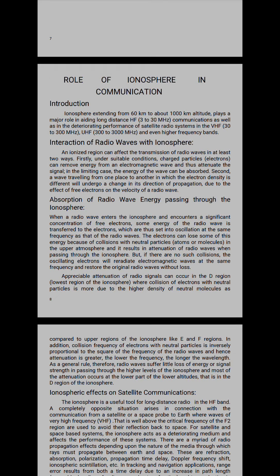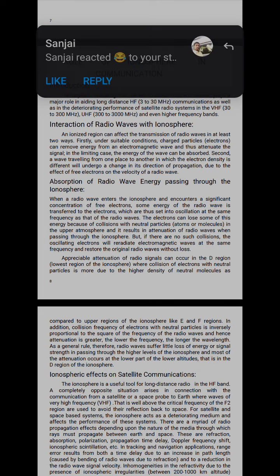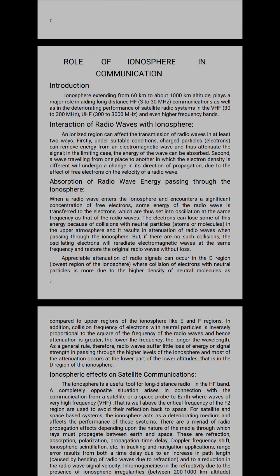Absorption of radio wave energy passing through the ionosphere. When a radio wave enters the ionosphere and encounters a significant concentration of free electrons, some energy of the radio wave is transferred to the electrons, which are thus set into oscillation at the same frequency as that of radio waves. The electron can lose some of the energy because of collision with neutral particles in the upper atmosphere, and it results in attenuation of radio waves when passing through the ionosphere. But if there are no such collisions, the oscillating electrons will radiate electromagnetic waves at the same frequency and restore the original radio wave without loss.